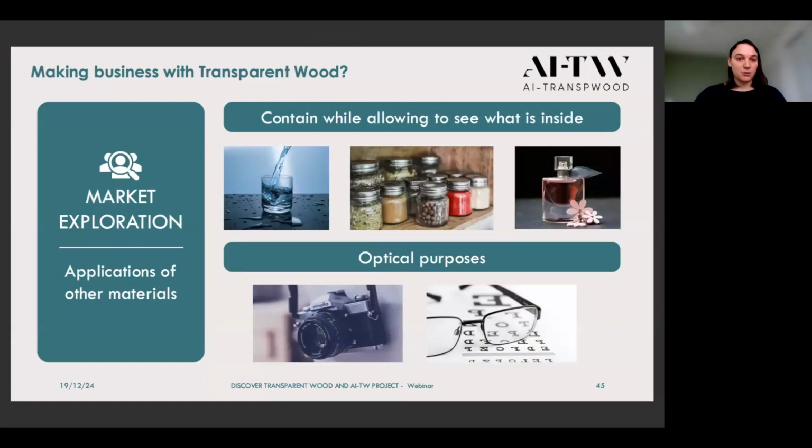Another function of transparent materials is containing products, often also protecting them from environmental conditions, but allowing users to see what is contained. And you can simply see here a few examples of that function in our everyday life. A totally different function is related to optical purposes. In that case, transparent materials are used to interact with light in a very specific and precise way. For example, with camera lenses or eyewear.